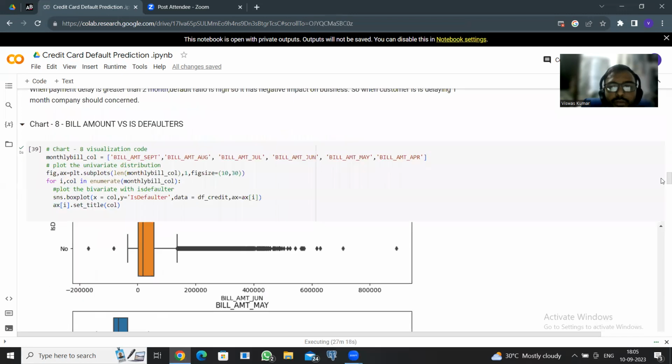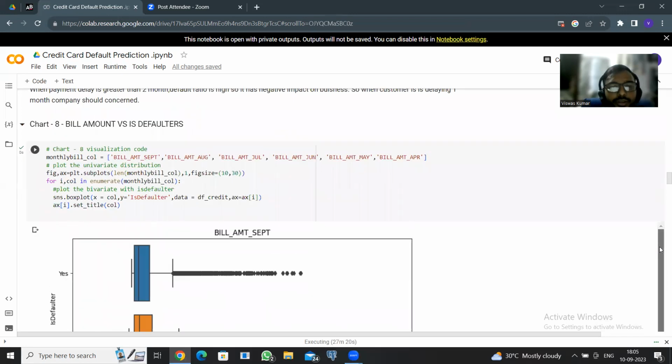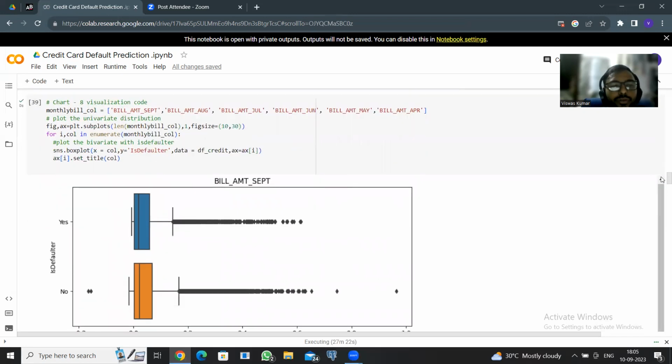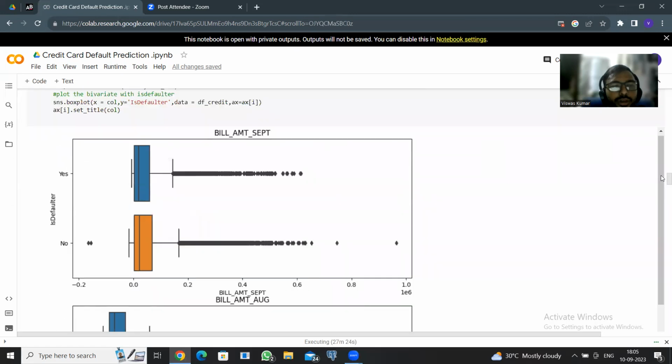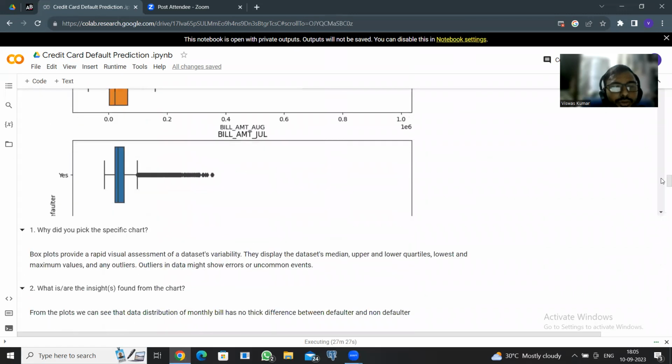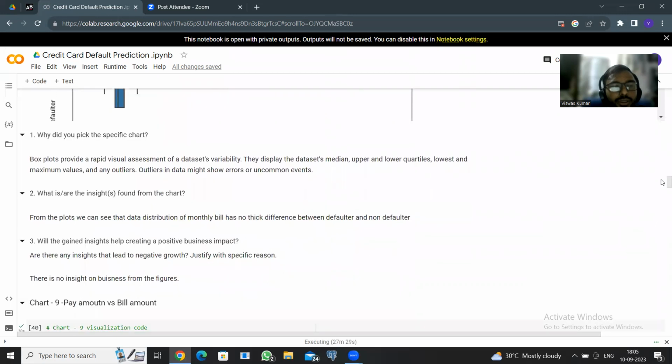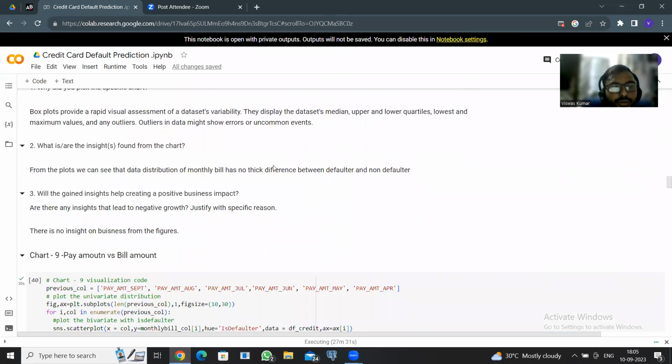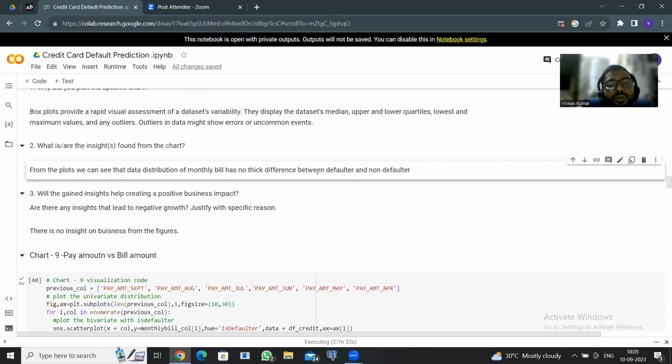So the bill amount is the same between defaulters and non-defaulters. It follows the same distribution. There is no significant difference from the plots. We can see the distribution of monthly bill has no thick difference between defaulter and non-defaulter.